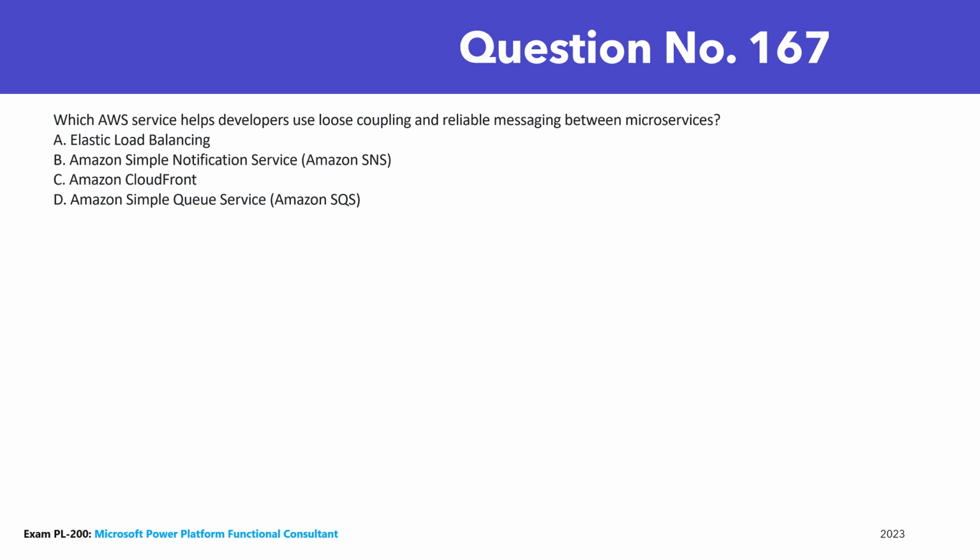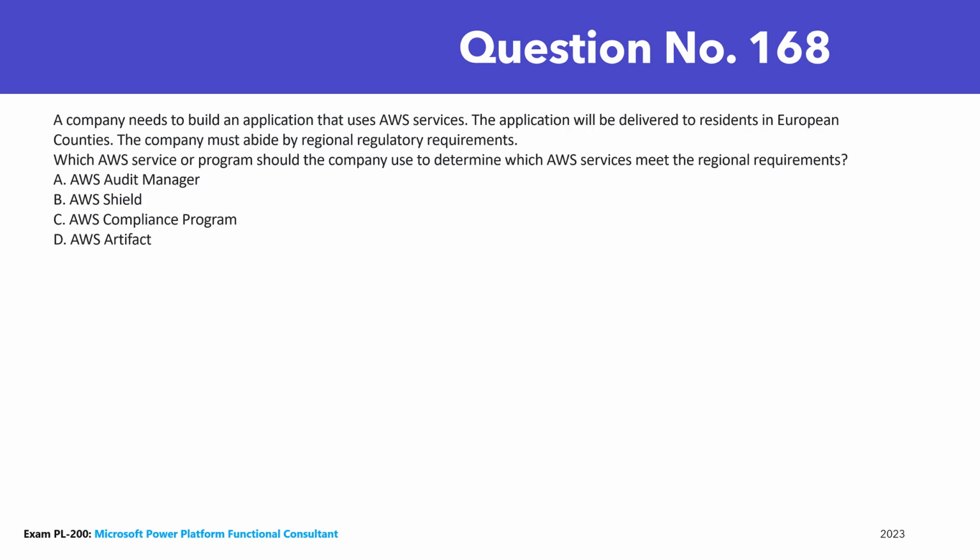A. Elastic Load Balancing. B. Amazon Simple Notification Service, Amazon SNS. C. Amazon CloudFront. D. Amazon Simple Queue Service, Amazon SQS. Correct answer, D.